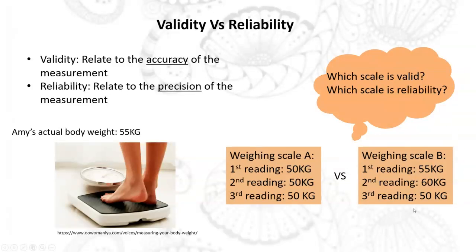Is B valid? No, it is not valid as well. And it is also not reliable because it cannot give 55 for each measurement. The readings among these 3 measurements fluctuate, 55, 60, 50, right? So scale B is not valid and not reliable.